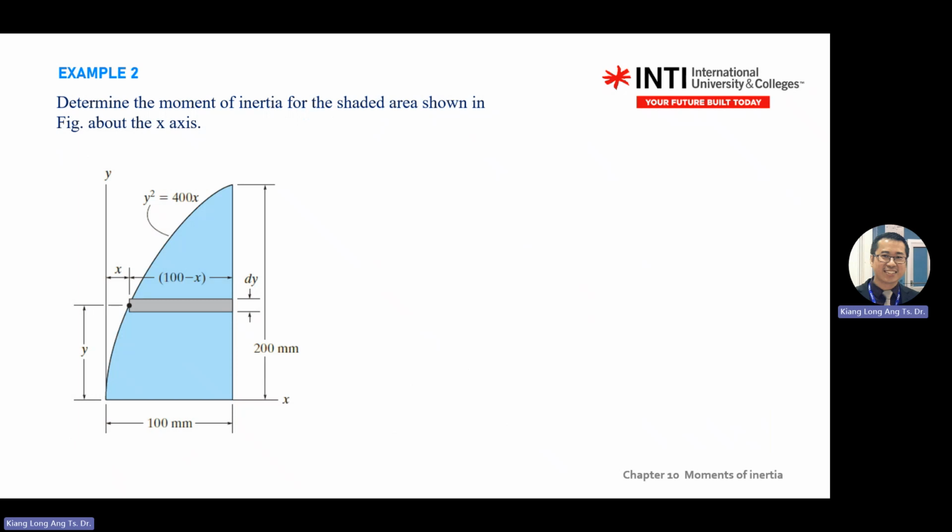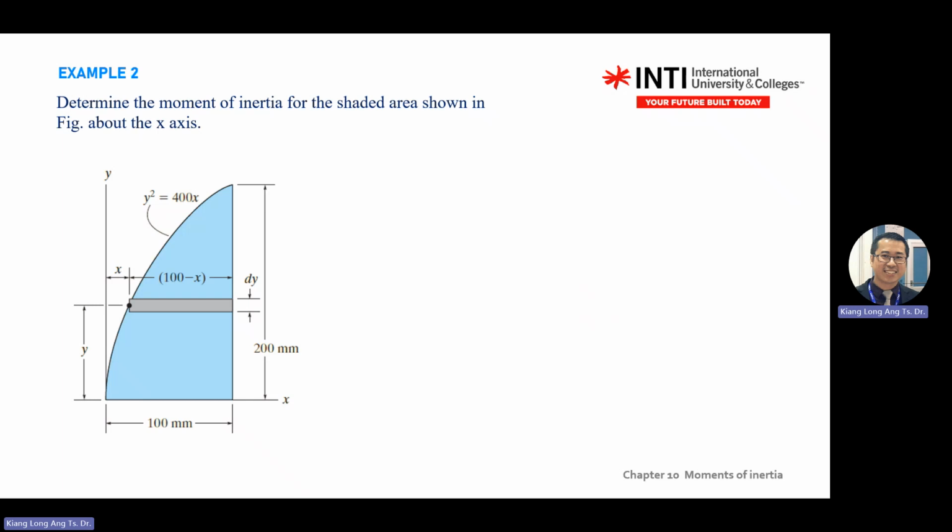Okay, example 2, same concept. Just don't panic when you look at this question. The concept is still the same. Determine the moment of inertia of the shaded area shown in the figure about the x-axis. So about here.